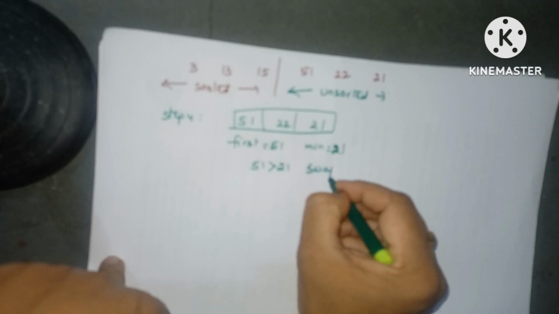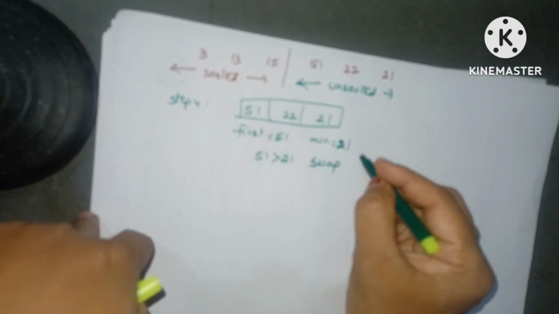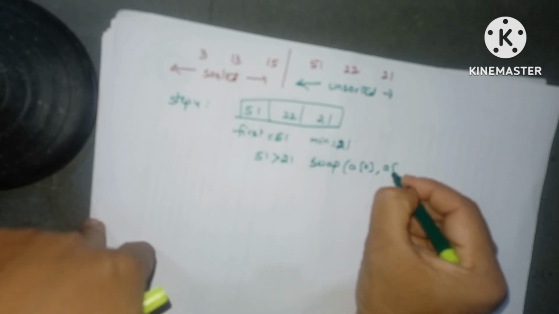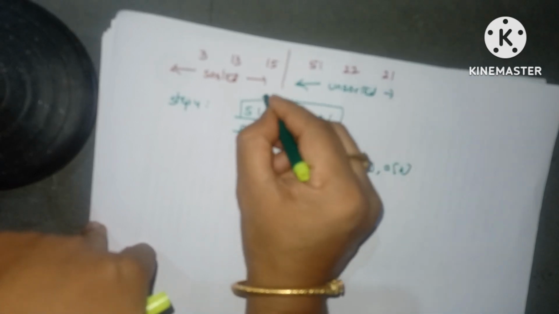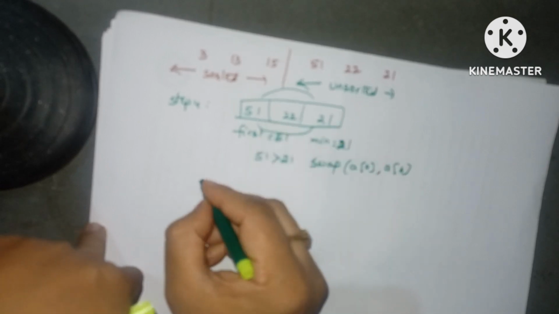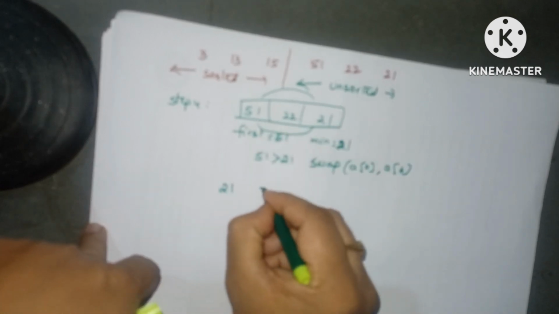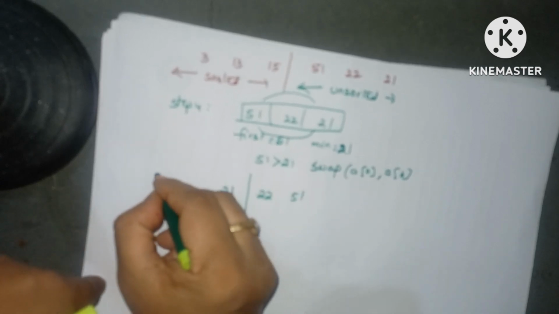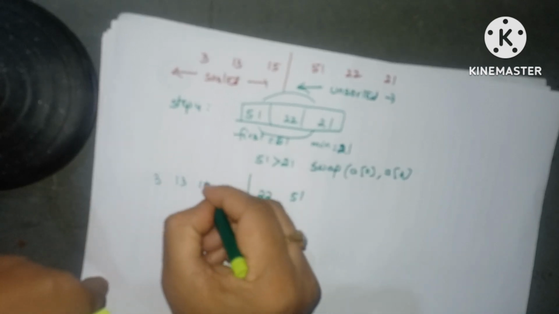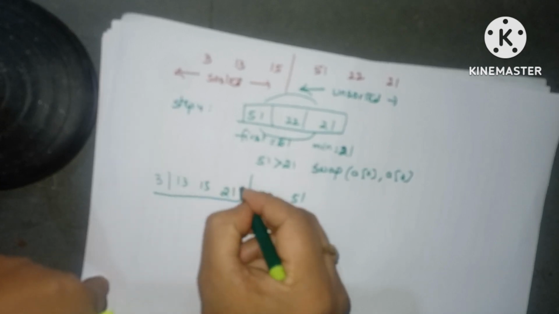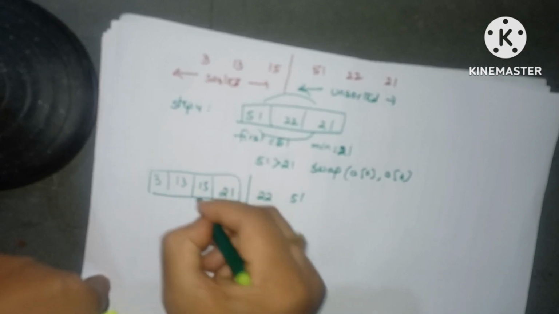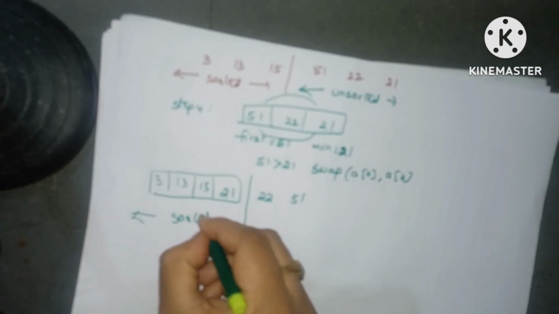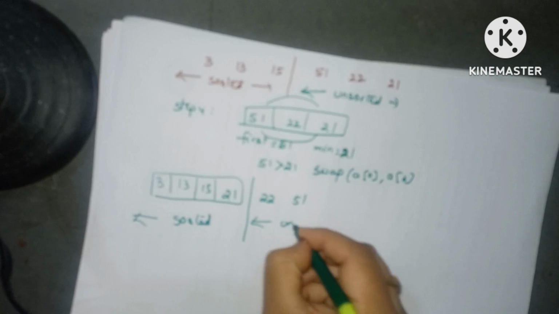Whenever the first element is more than the minimum element, just swap it. Swap means swap A of 0, comma A of 3. It is the 0th position, so swap these two elements. So, after step 4, 21, 22, 51. Already 3, 13, 15 are in sorted manner, and the rest are the unsorted elements.